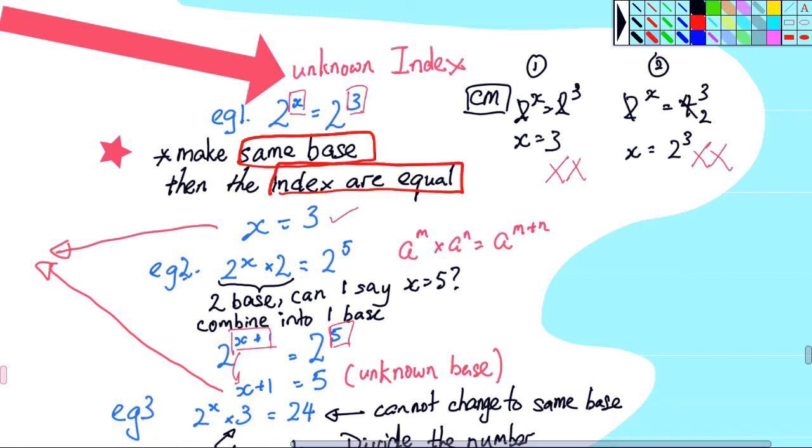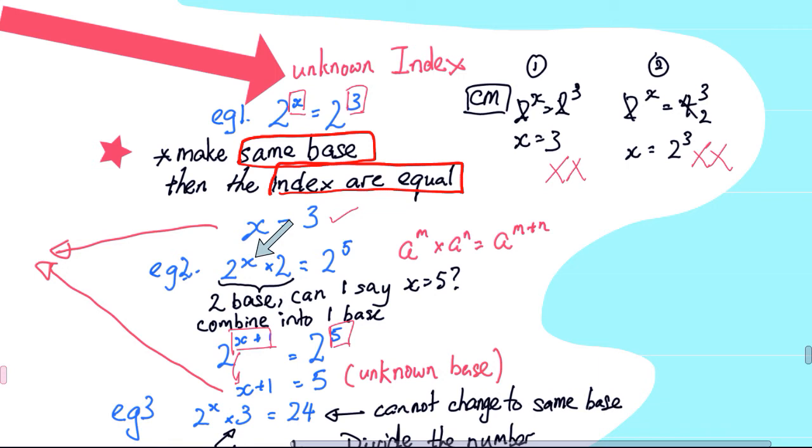Okay, now let us look at example 2. Now example 2, in this case, we have 2 to the power of x times 2 is equals to 2 to the power of 5. Now can we say x is equal to 5 or 1 is equal to 5? No, none of this really makes sense.